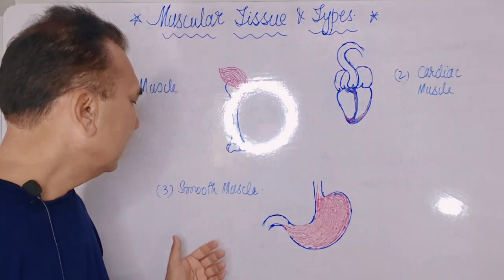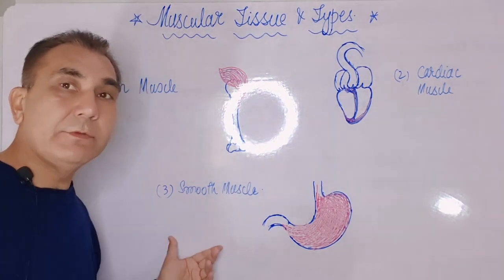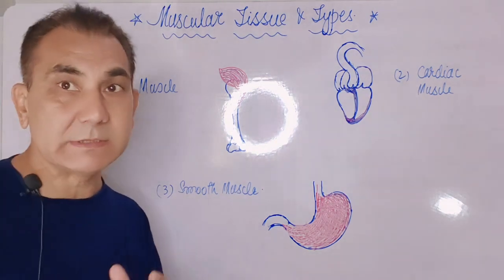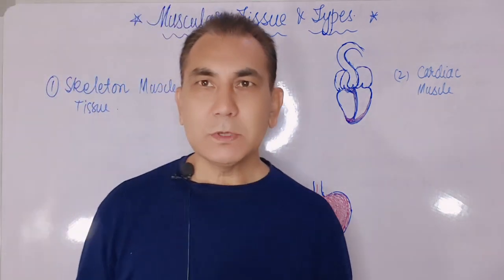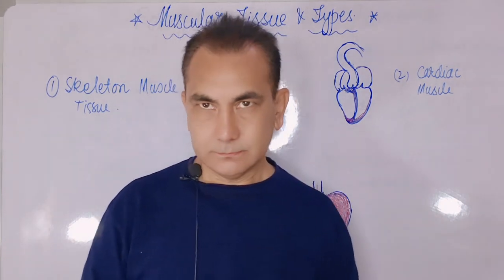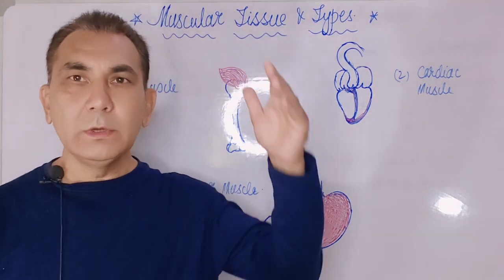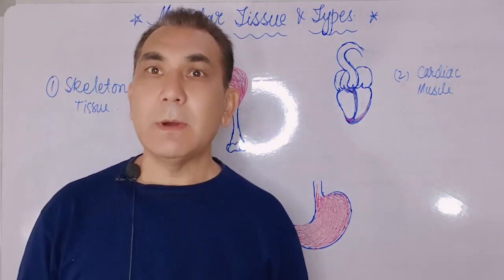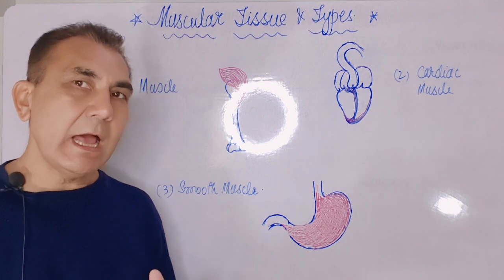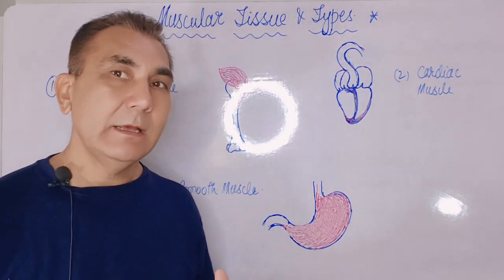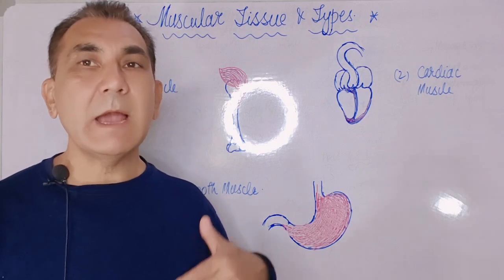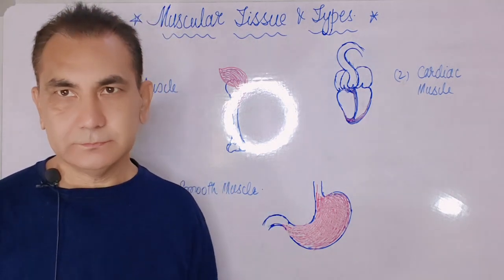Now we will learn the third type of muscle, which is called smooth muscle. Smooth muscle makes up the structure of hollow organs. The whole GIT is made up of smooth muscle, and smooth muscle helps in digestion and performs the mechanical digestion of the food.